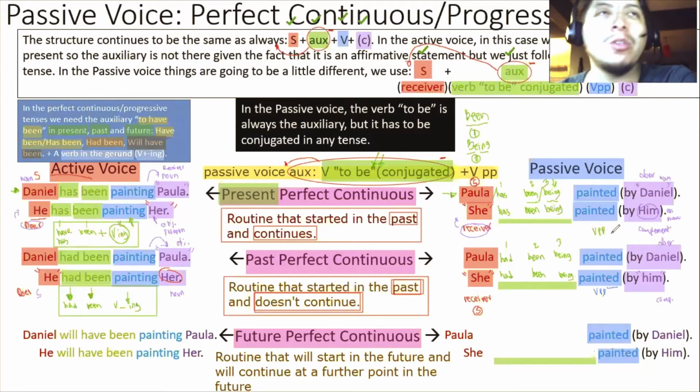Paula había estado siendo pintada. O sea que en el pasado, en algún momento comenzaron a pintarla. Hace 2 años empezó Daniel a pintarla, pero ya dejaron de hacer eso. ¿Sí? Él la había estado pintando, la estuvo pintando por varios meses, pero ya acabaron, ya no la está pintando más. ¿Sí? She had been being painted.